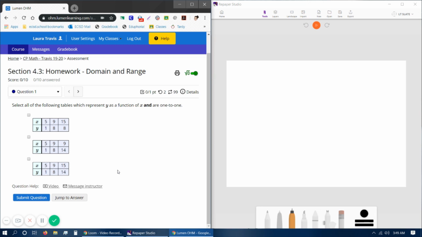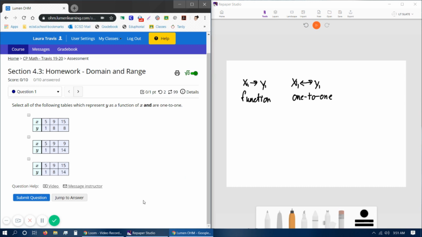Remember that if y is a function of x, that means that for every x value, you have only one y value. If a function is one-to-one, then the reverse is also true. In practice, this means that x does not repeat and y does not repeat.